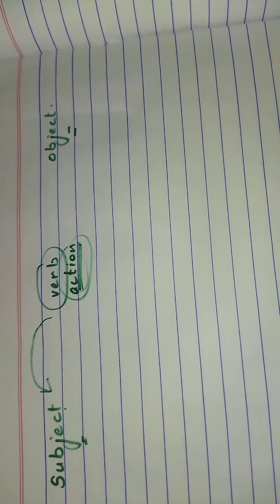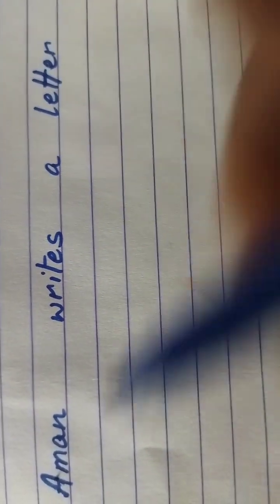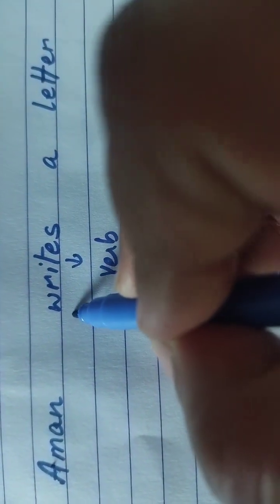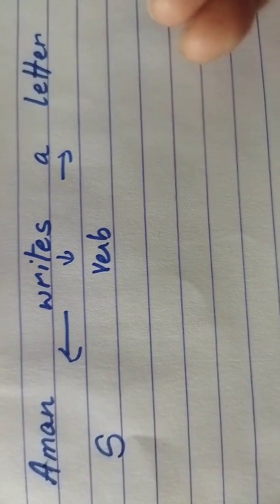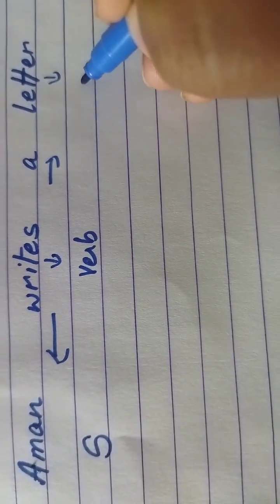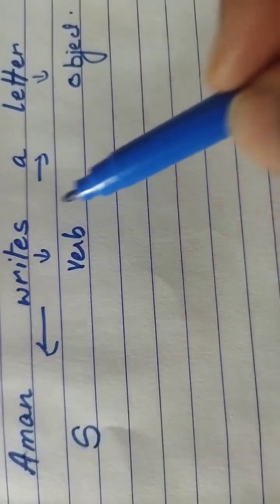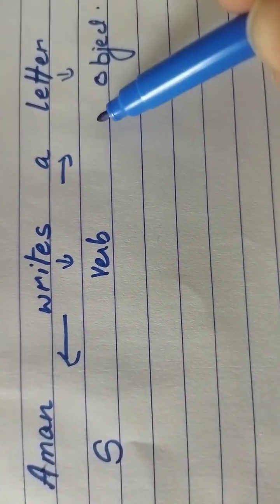I'll give you an example. So what is the sentence here? Aman writes a letter. What is the verb here? Writes is the verb. And who's the doer of the action? Aman. So here Aman is the subject. And who's the receiver of the action? Means the action is done upon what? It is letter. So a letter is the object here. Aman is the subject, writes is the verb, a letter is the object. So generally the subject comes before the verb and the object comes after the verb.